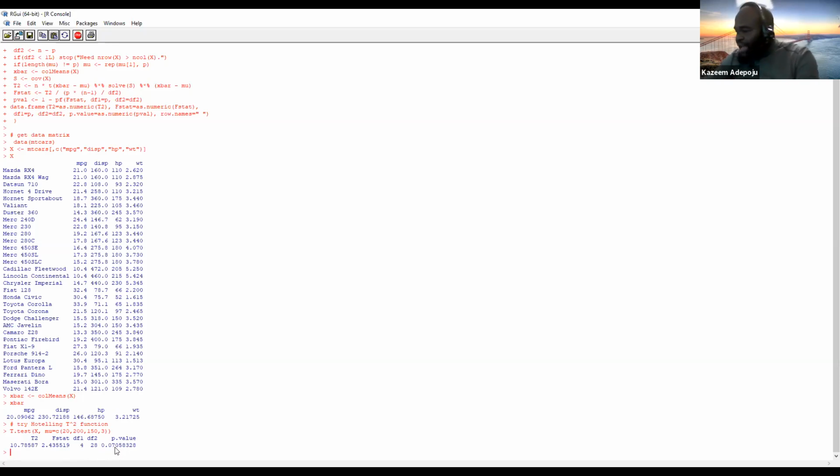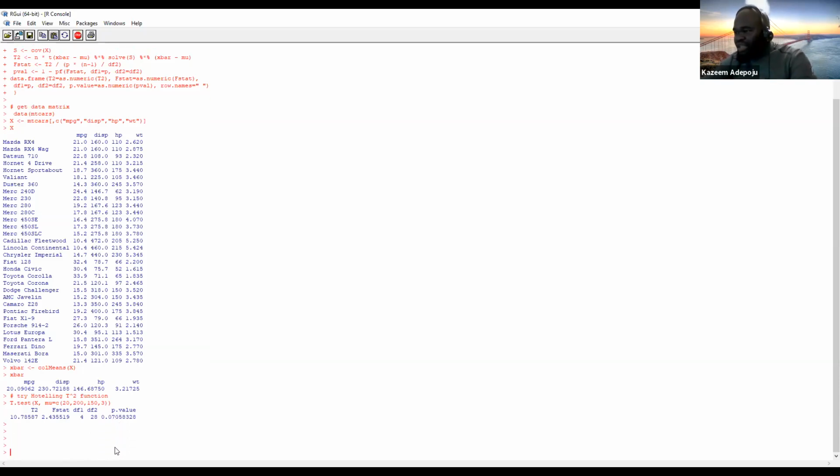So what I've walked you through right now is how to conduct multivariate tests of means in R. Can you see that now? Is there anyone who wants to ask any question or who needs clarification?